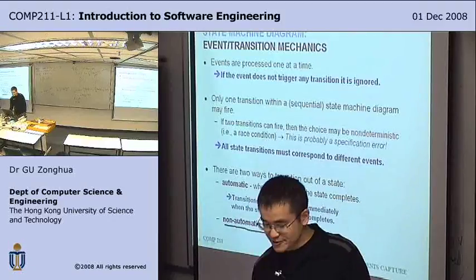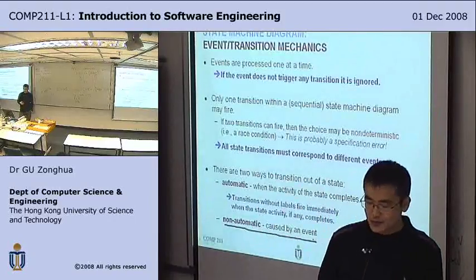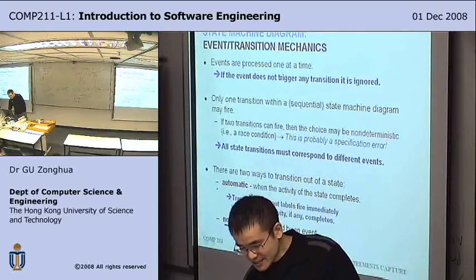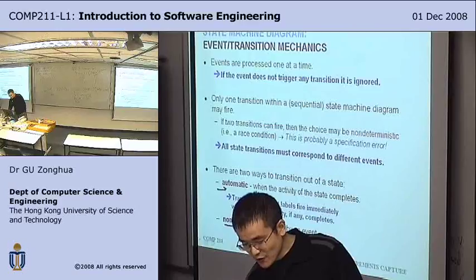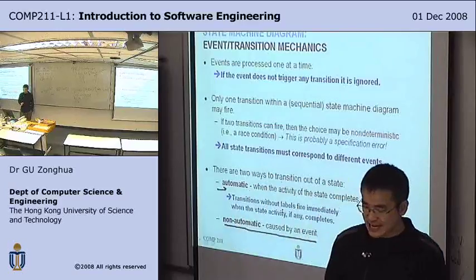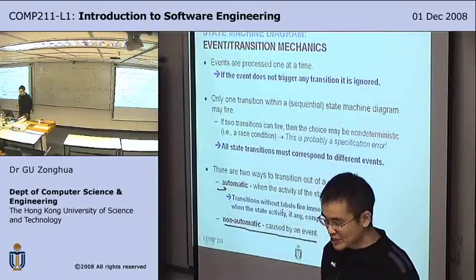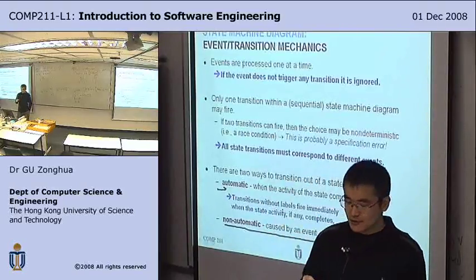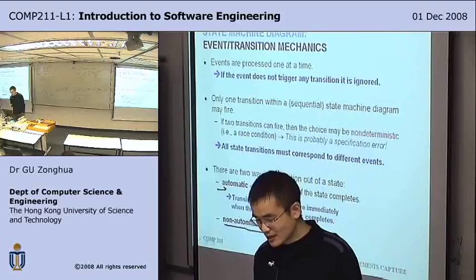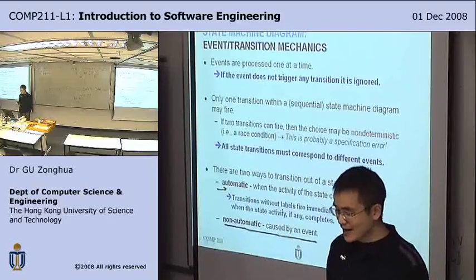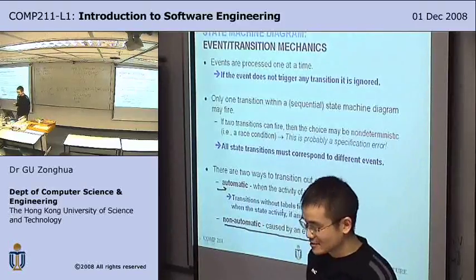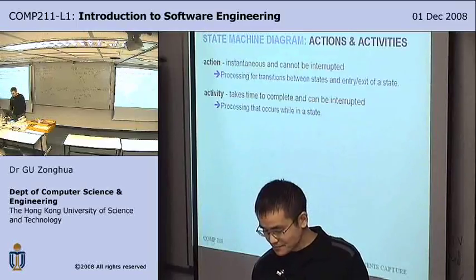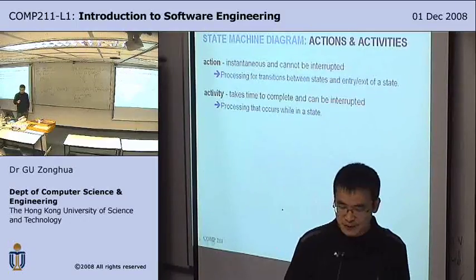You may have two ways of transitioning. Non-automatic is the one we have seen so far. It's caused by an event. If it's automatic, it means that transitions without labels fire immediately when the state exits, when the state activity completes. So for the example before, from the initial black dot to the other state, that's an automatic transition. There's no label on the transition, so it's taken immediately. If there's an event label, you must wait for the event.